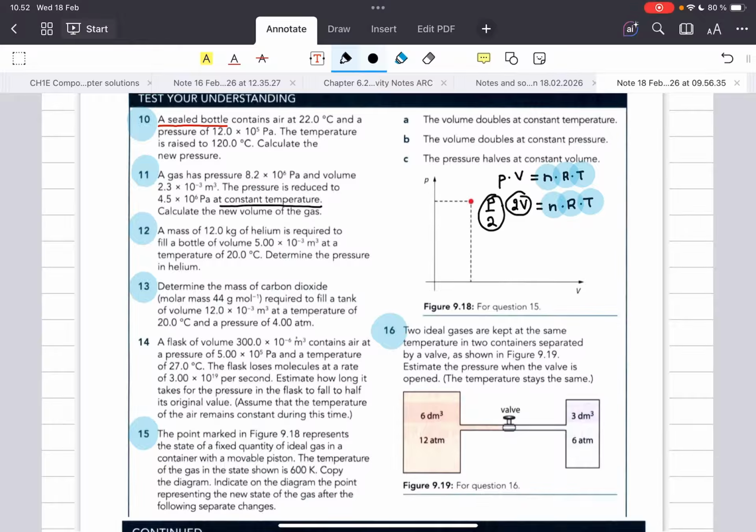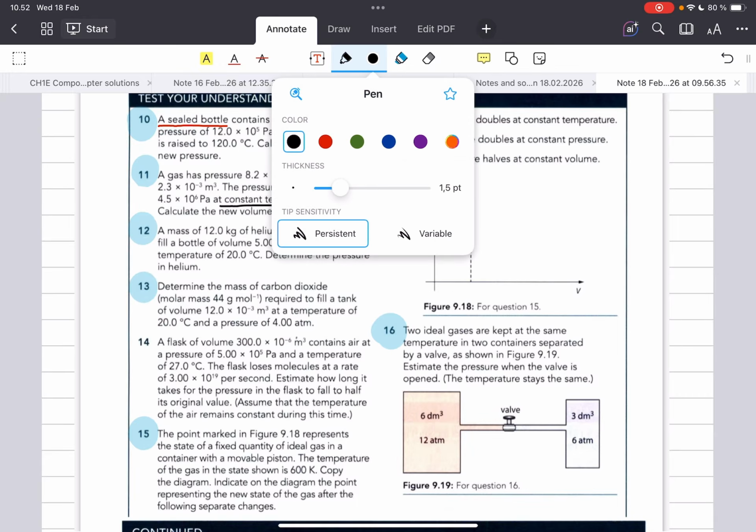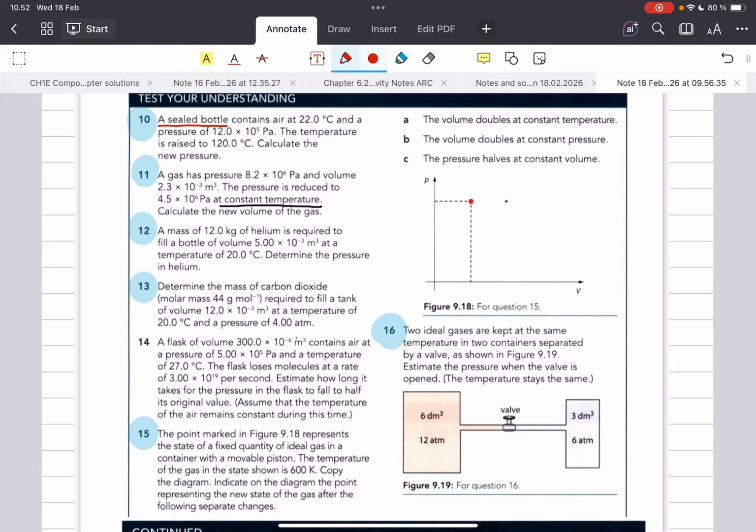So how could that look on the graph? Let me just clear this out. So when the volume doubles, if this is your initial point, you double the volume, so you go here. But the pressure needs to halve, so actually it has to go here instead. So the new point will be somewhere here, where if this point is P, V, this point now will be P over 2 and 2V, okay?